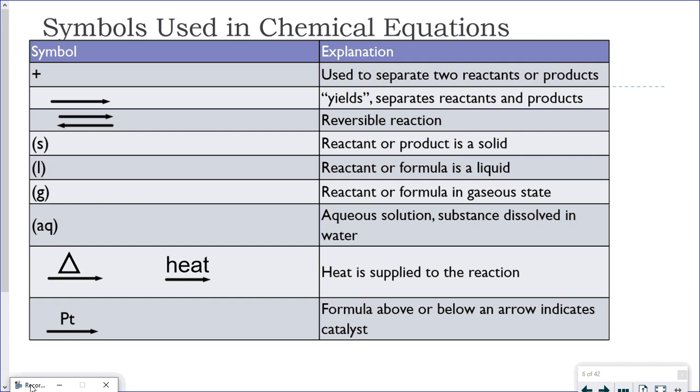After substances, a lot of times you'll see a letter in parentheses. This is the state of matter that it's in. So S means that it's a solid, L means it's a liquid, G means it's a gas, and AQ means it's an aqueous solution. So it's going to be dissolved in water. A triangle or a delta means that you're adding heat to a reaction. And if you have an element symbol above the yield arrow, it means that you have a catalyst.